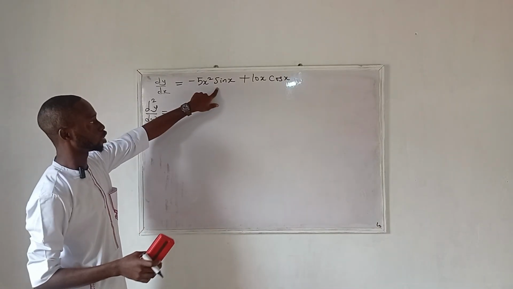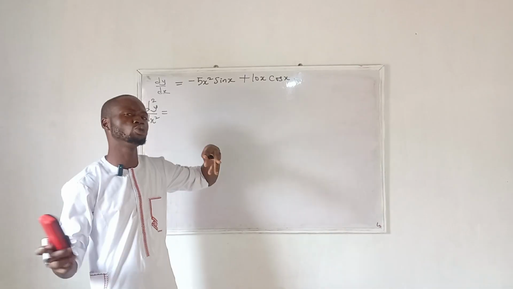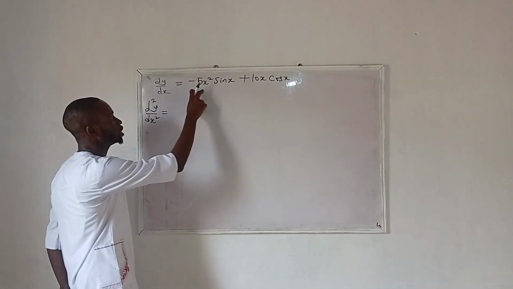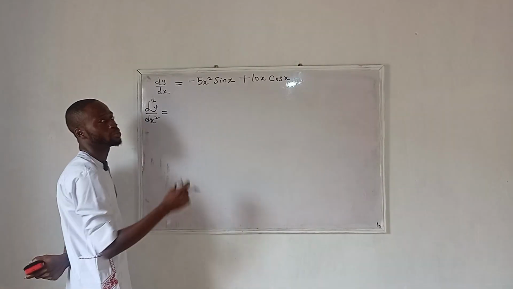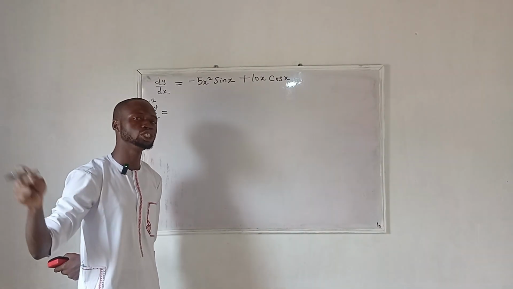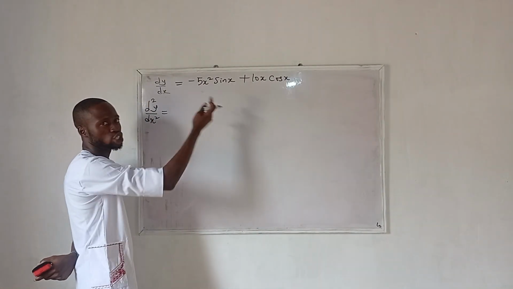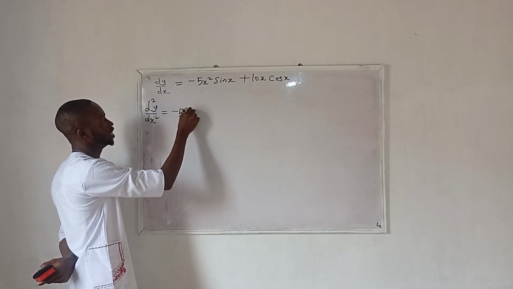I know that this is also another product. This is also another product. It might look big, but it's actually simple. Imagine this is your u, imagine this is your v. If you differentiate, your formula is u dv/dx plus v du/dx. So this is our u, you're writing u first, minus 5x² dv/dx.